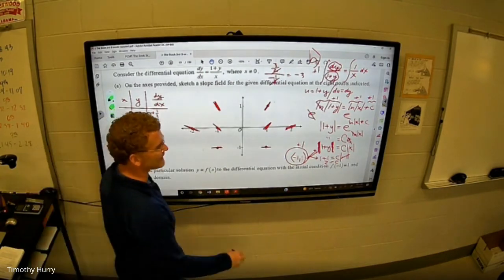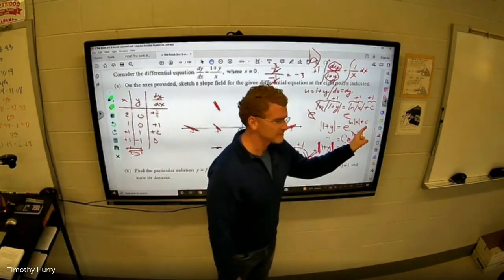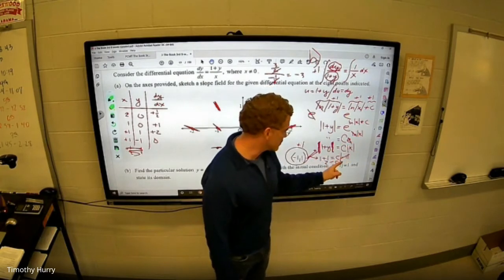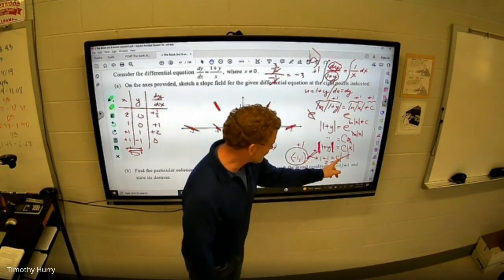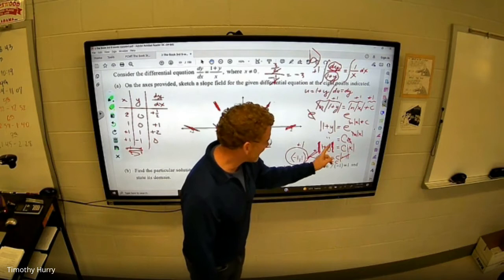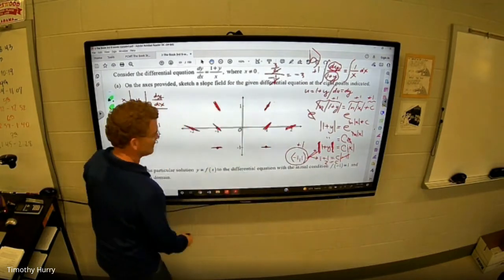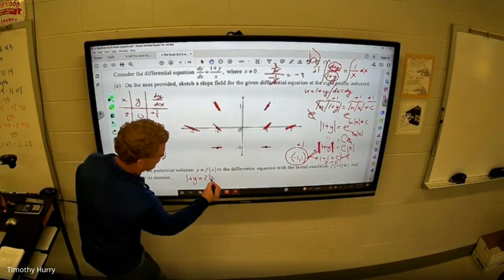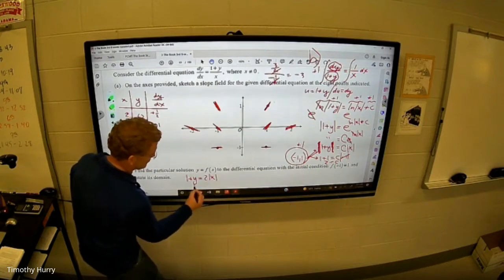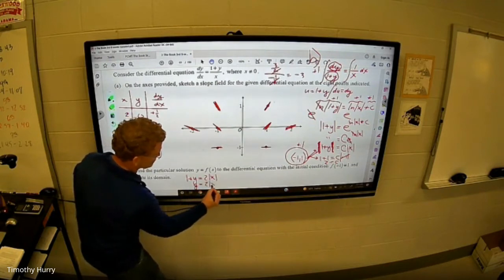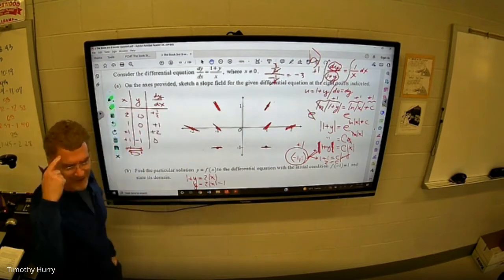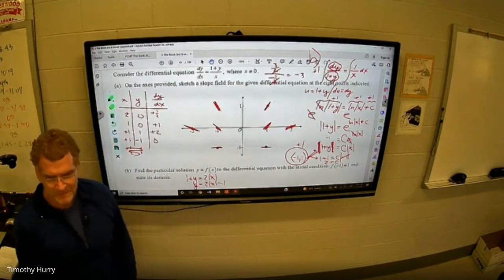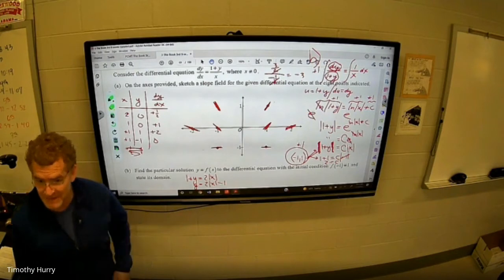Plug the 2 back in. Now, do I plug the 2 in here? No, you plug the 2 in right where you were solving. So if I plug the 2 back into that, I get 1 plus y equals 2. I'm going to write it over here. 1 plus y equals 2, absolute value of x. And what's the last step I make? Subtract that 1. Isn't that what I thought my slope field was? As I was thinking about it, absolute value.